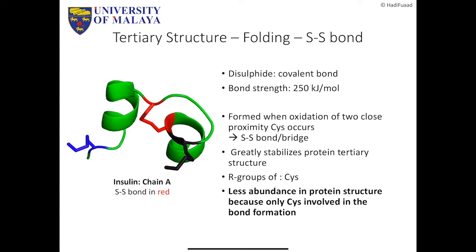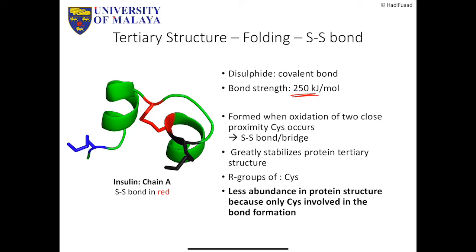And the first covalent bond is the disulfide bond that is formed between two thiol groups from cysteine residues. So two cysteines in close proximity readily oxidize and form an S-S bond or S-S bridge. So it greatly stabilizes protein tertiary structure, as you can see, because the bond strength is very, very high, so the structure will become very, very rigid. But the cysteine amino acid is very restrictive.